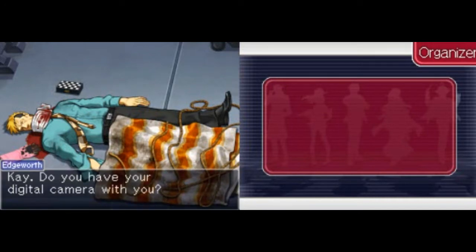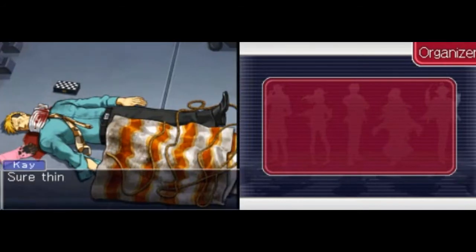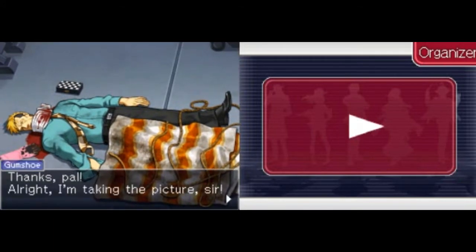Kay, do you have your digital camera with you? I'd like the detective to take a photo of the body. Would you let him borrow it? Sure thing. Here, Gummy. Thanks, pal. Alright, I'm taking the picture, sir.